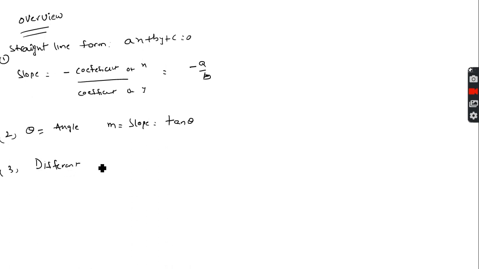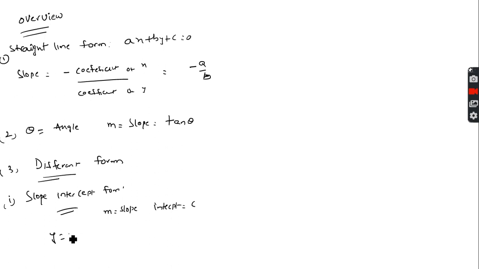And next one is the different forms. What are the different forms? The first one is slope intercept form. Here m is the slope, and the intercept is nothing but c. Therefore the formula is y equal to mx plus c.